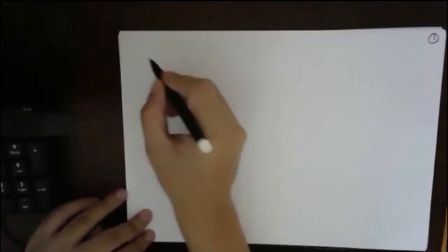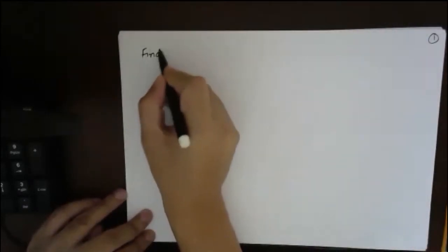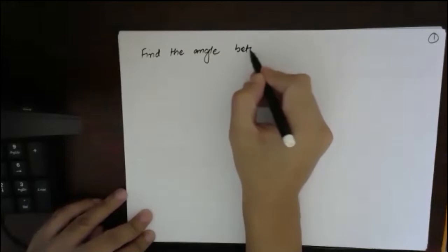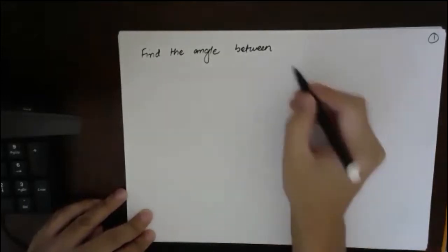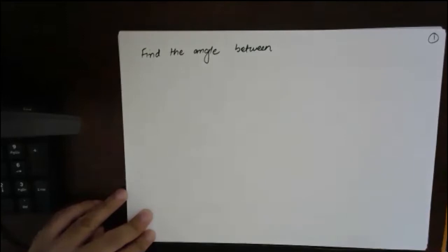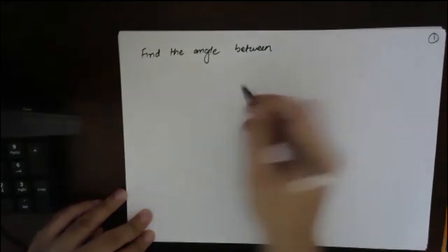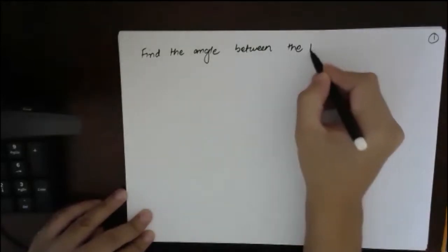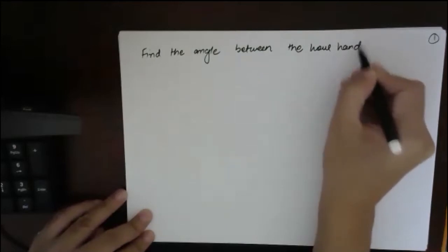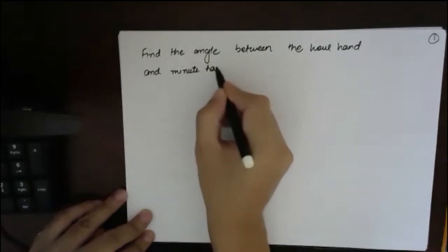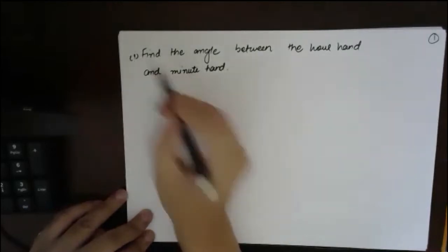Everybody has seen an analog clock, right? Not the digital one, analog. So the question is, find the angle between the hour hand and the minute hand. Find the angle between the hour and the minute hand.